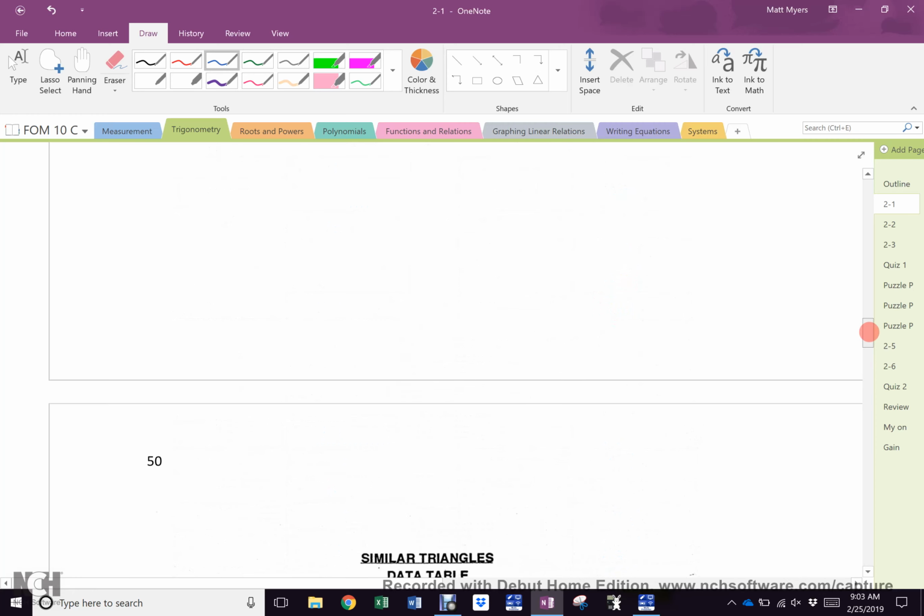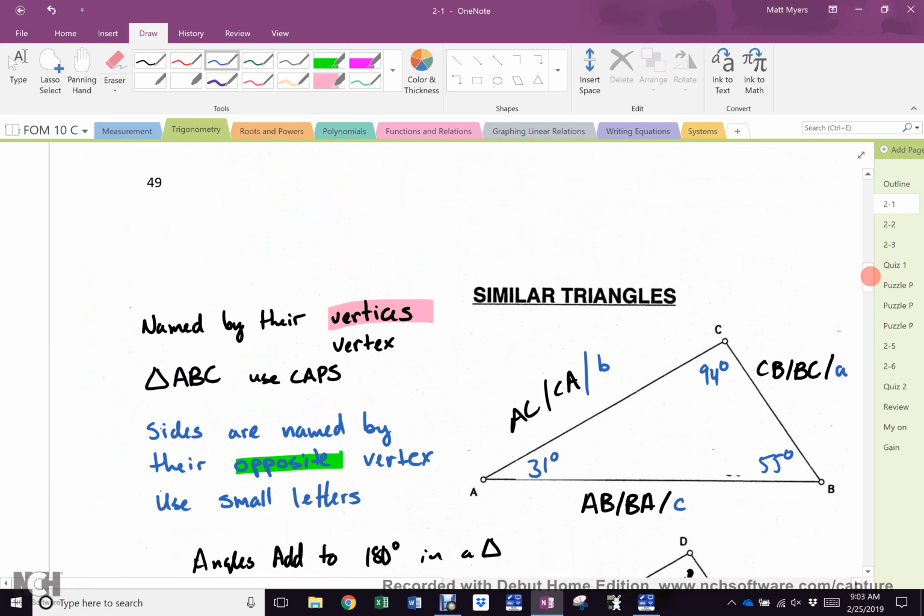Now we still need a and b. There's little a. How long is it? Oh, you guys can't see. Sorry. 4.9. Okay. And how long is little b? We're happy with 8. Okay.